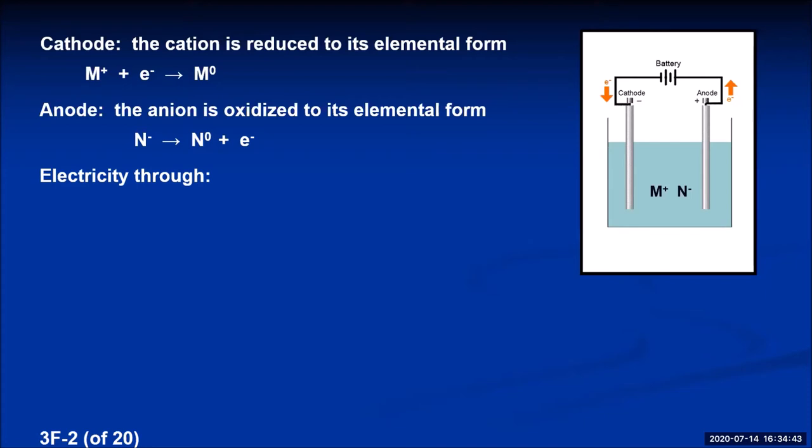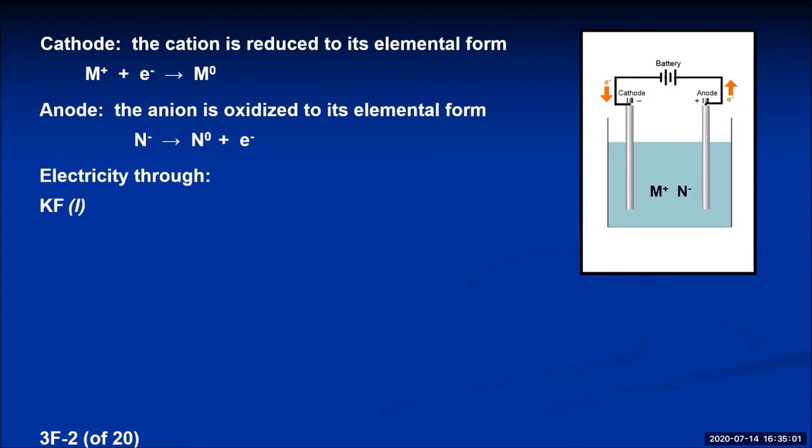Let's say we pass electricity through a molten solution of potassium fluoride. Notice the phase of it is liquid. That doesn't mean it's dissolved in water. That would be aqueous. It means that you've somehow turned this ionic compound into a liquid, probably because you've heated it up to a very high temperature.